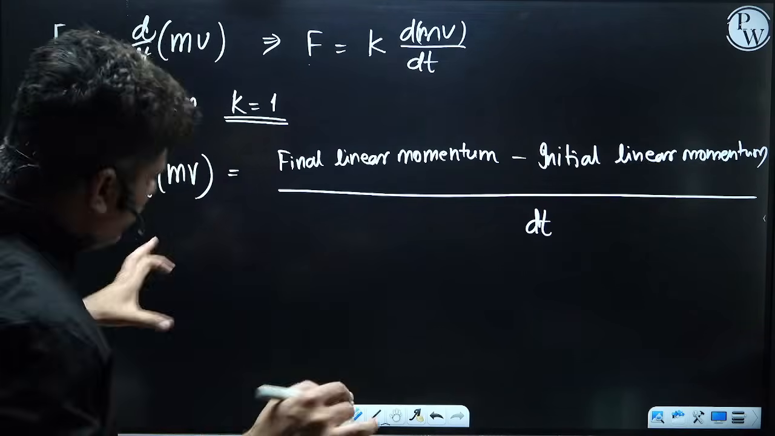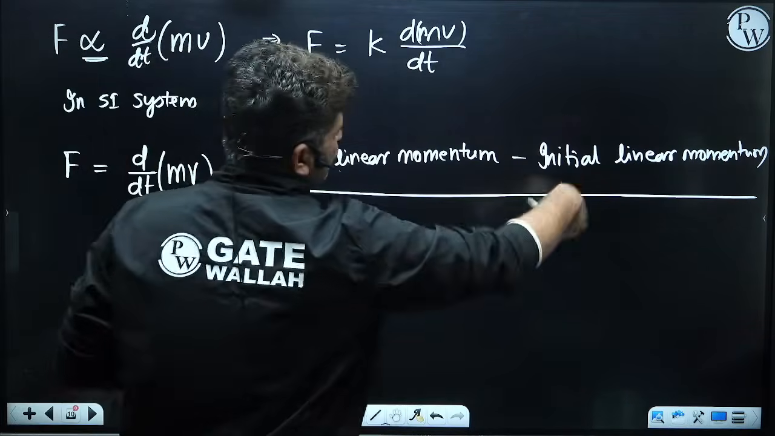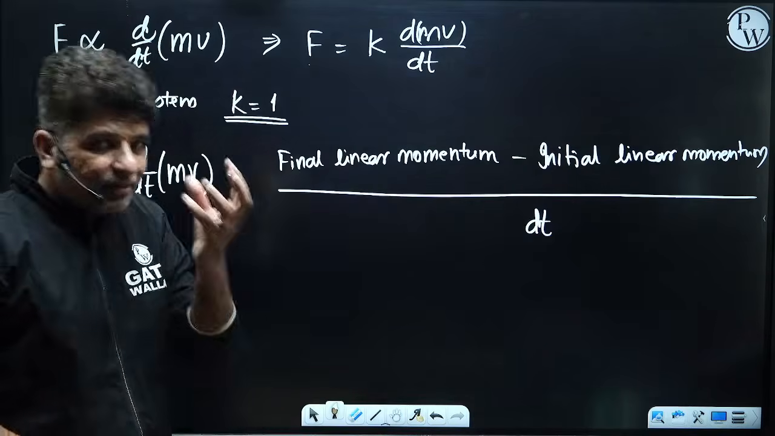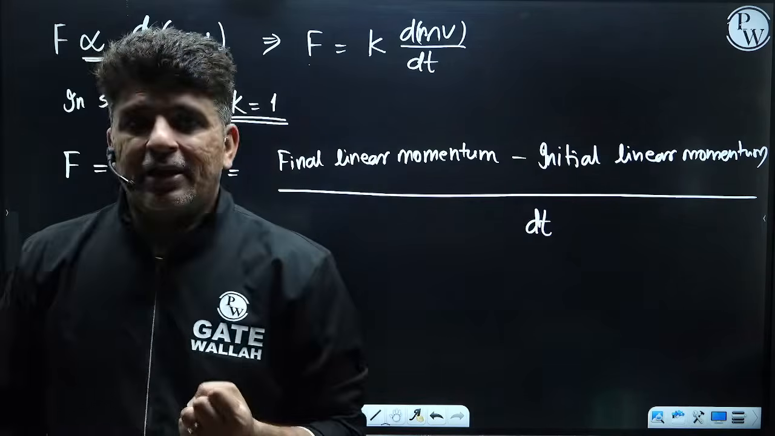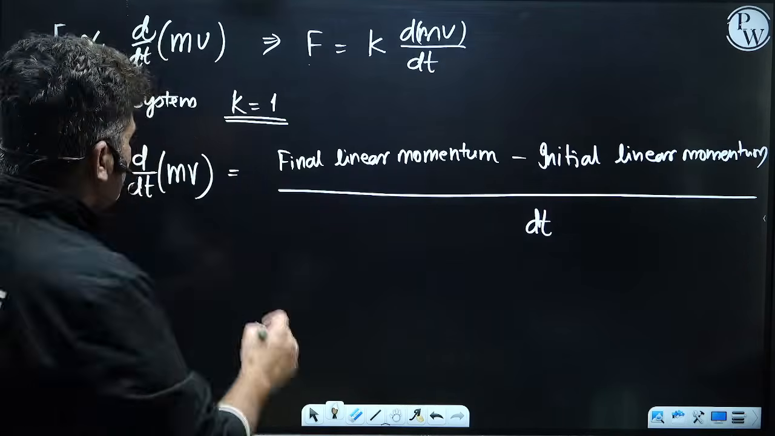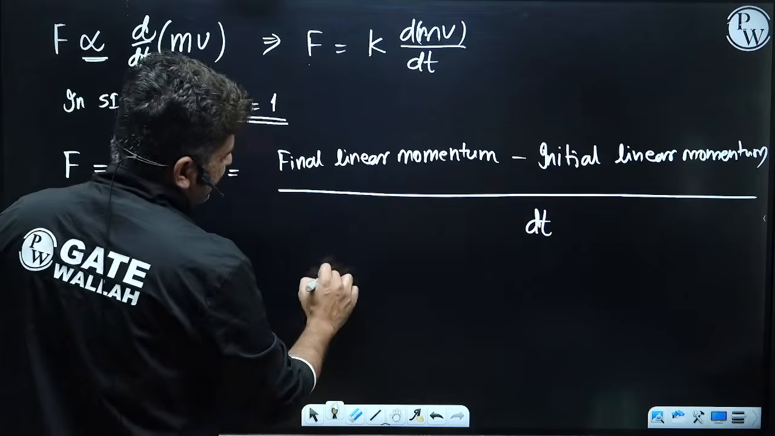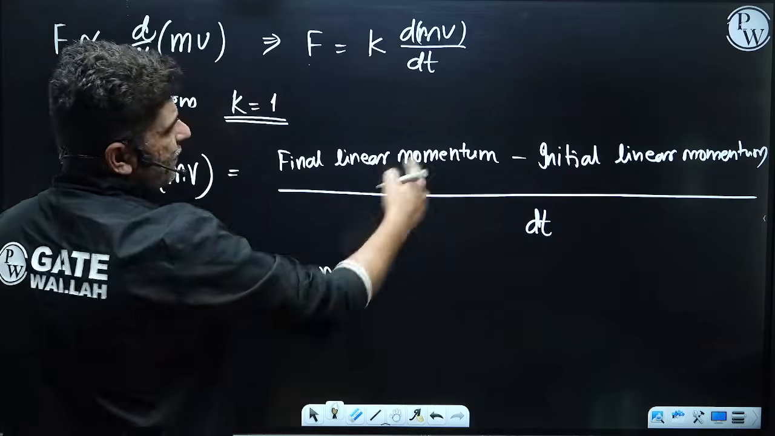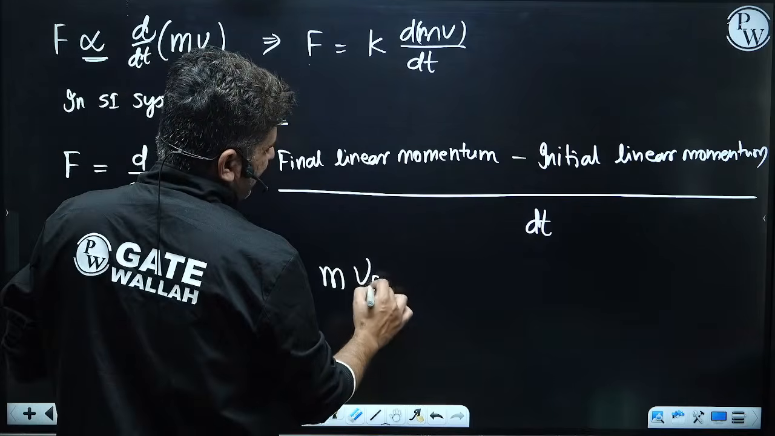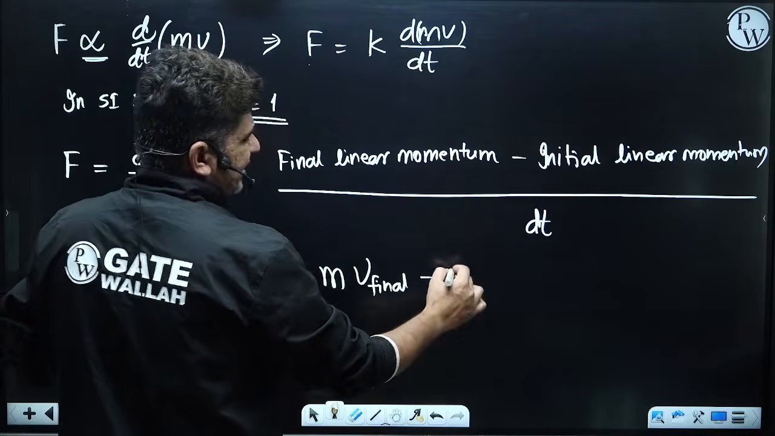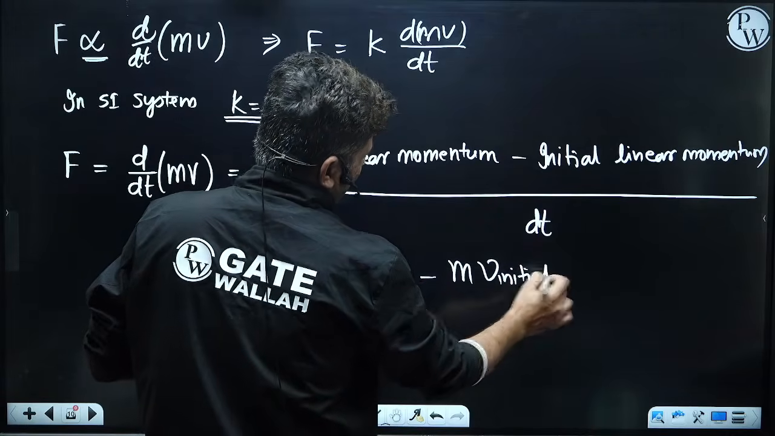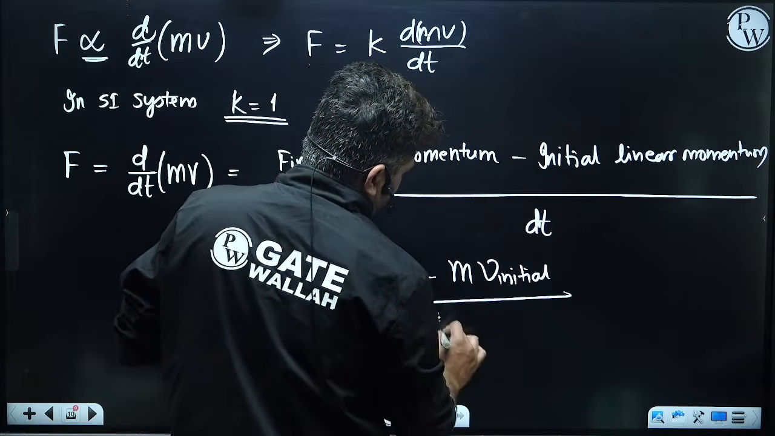Okay, so to understand what these two parameters actually look like, we are going to see a lump of mass. Let's say you have a certain mass, then the final linear momentum is m v exit or m v final, minus m v initial, and then you have it divided by dt.